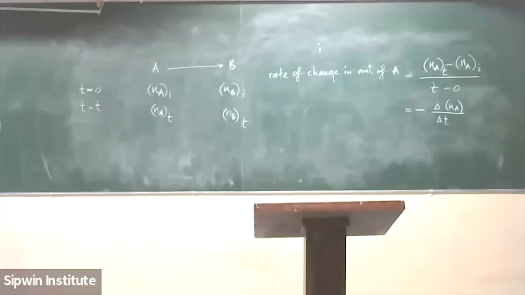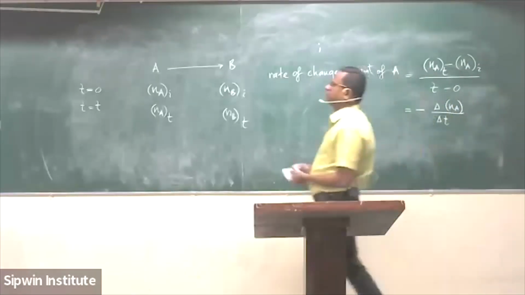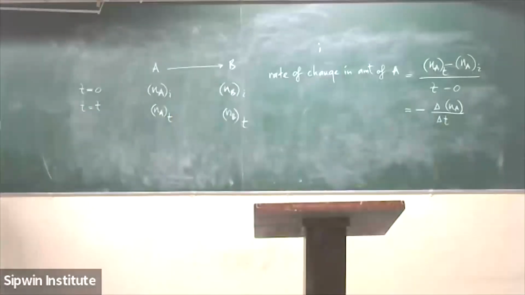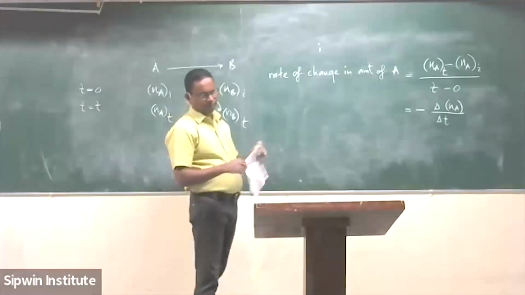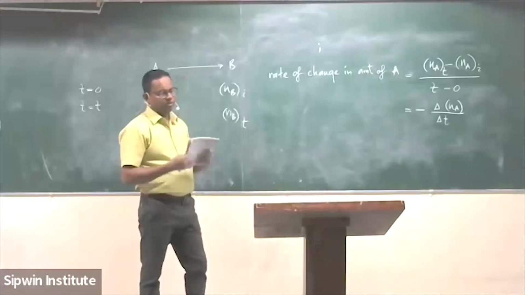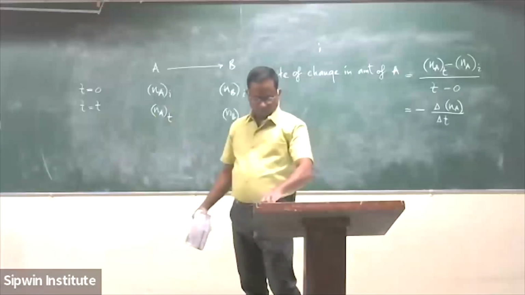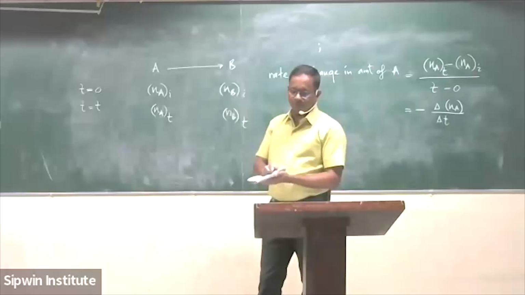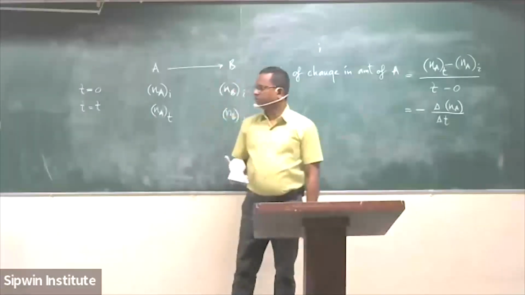Then below that, right? Because the reactants are consuming, we get a negative value for the change in amount of A.